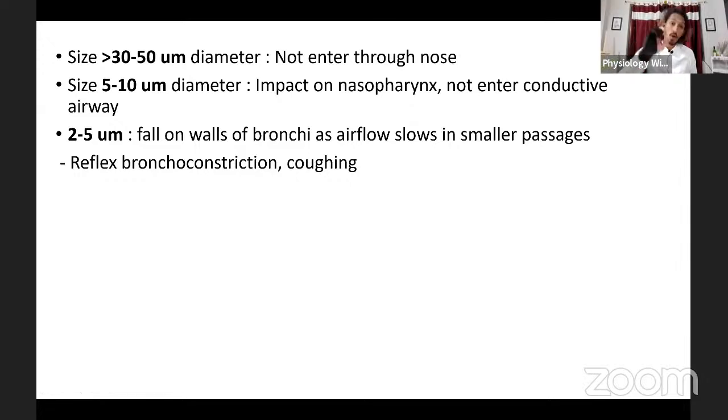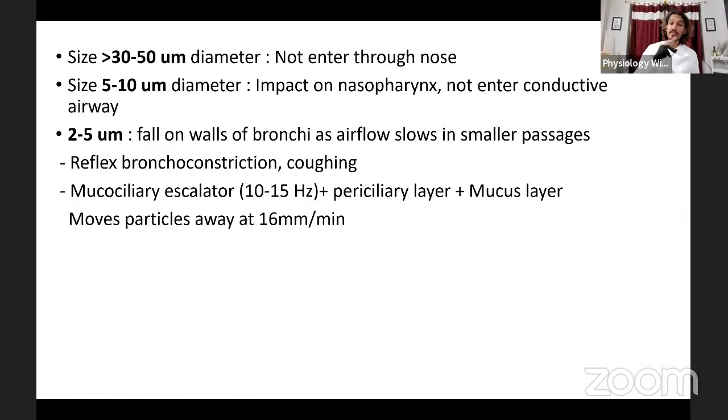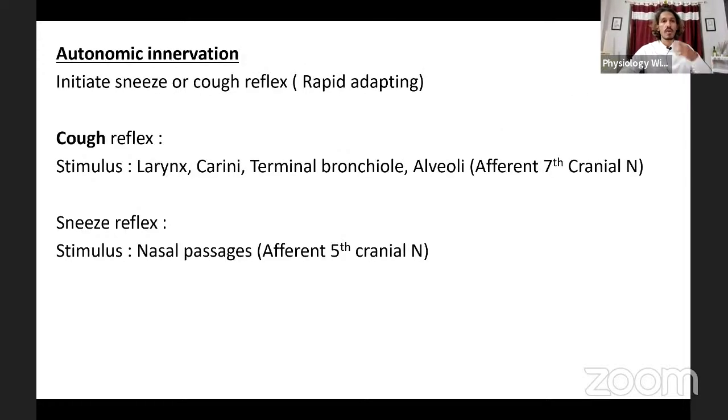Here, reflex bronchoconstriction can happen, coughing can happen. And we have this mucociliary escalator mechanism where your cilia beat at a rate of 10 to 15 hertz. That, along with a periciliary layer and your mucus layer, helps move particles away. Okay, so this again is a very important thing. And then your protective mechanisms like sneezing, cough, and all that.